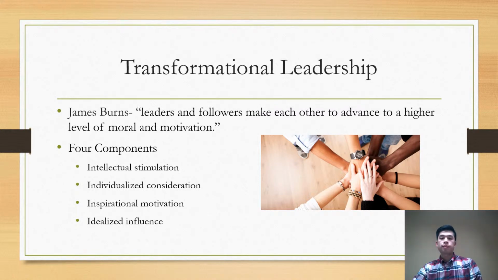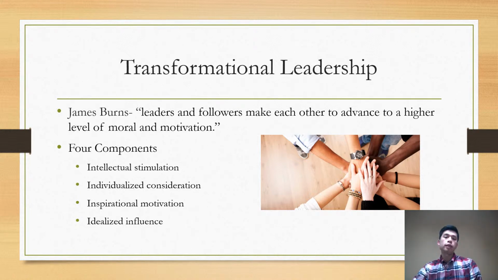Thanks, Nick. So what is transformational leadership? The concept of transformational leadership was initially introduced by leadership expert James McGregor Burns. According to Burns, transformational leadership can be seen when leaders and followers help each other to advance to a higher level of morale and motivation.